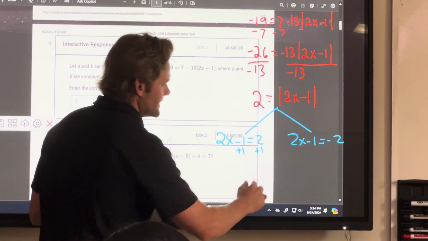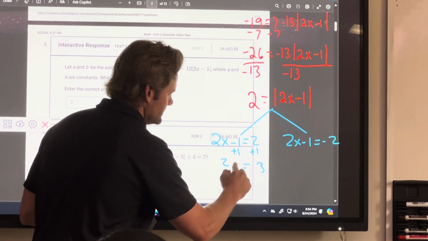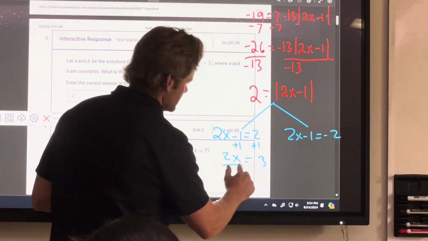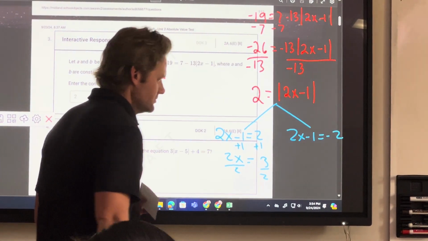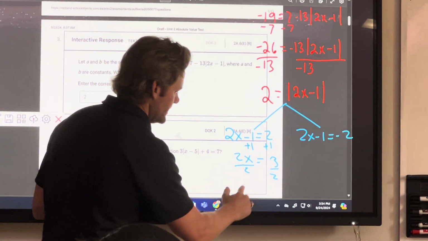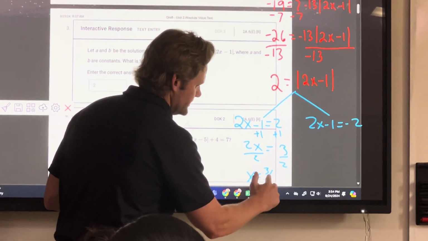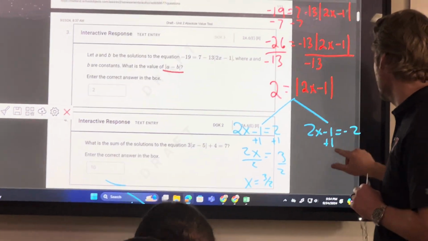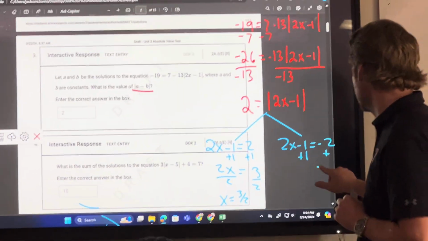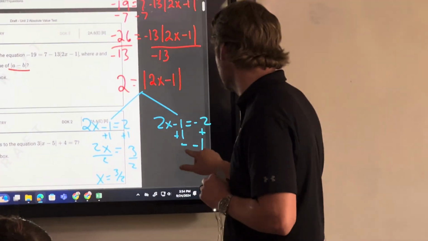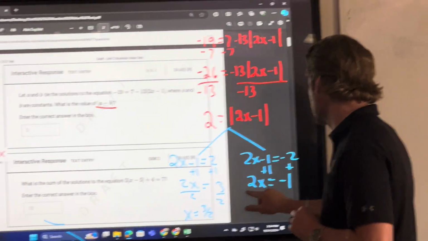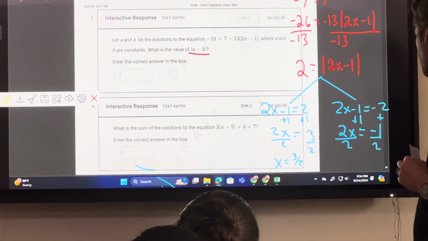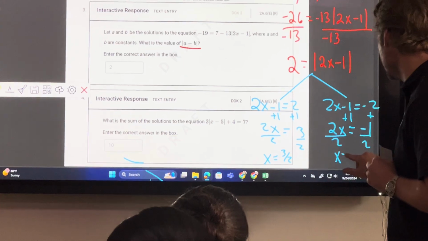Work this side first, add 1 to each side. I get 3 equals 2x. I divide by 2 on each side. I get x equals 3/2. On this side, I add 1, right? I get a -1 over here. So I get 2x equals -1, so I divide by 2, all right? So I get x equals -1/2.